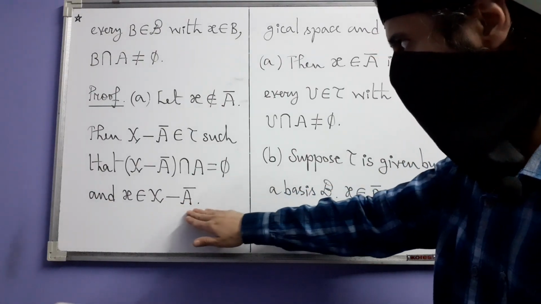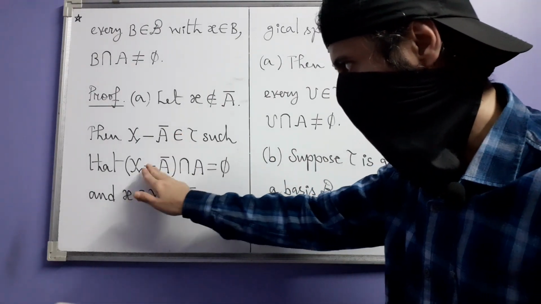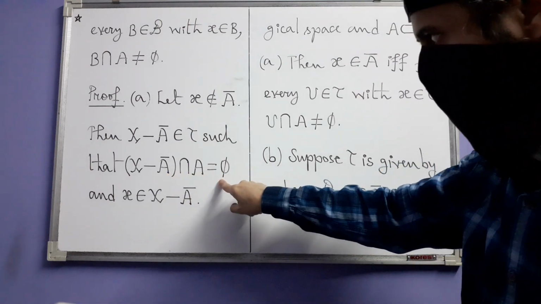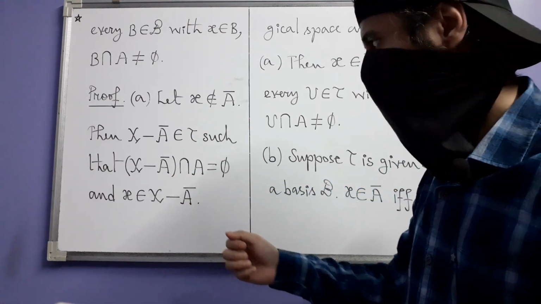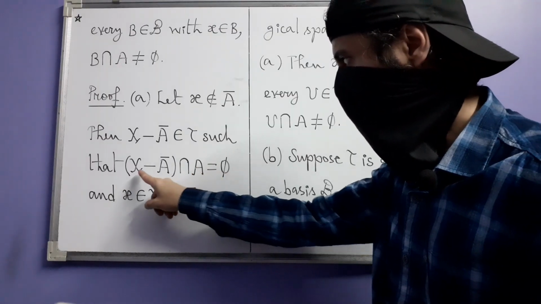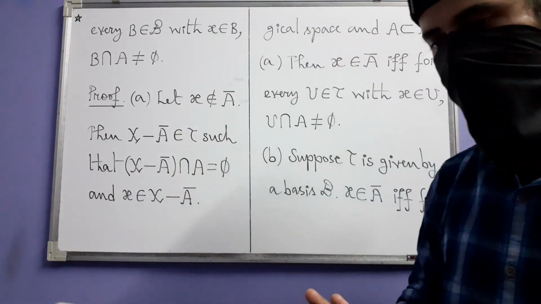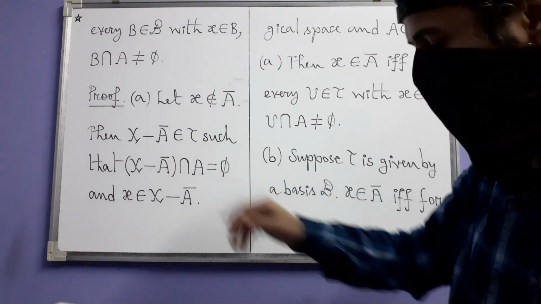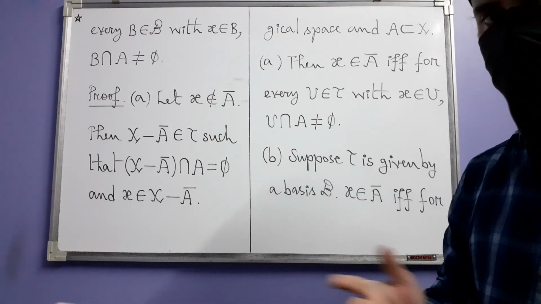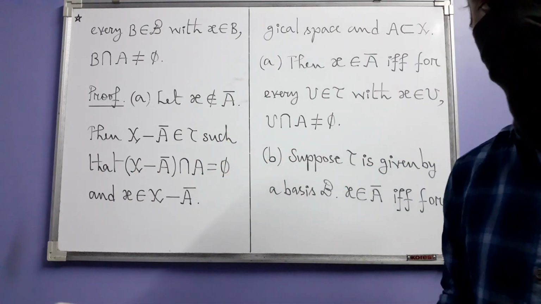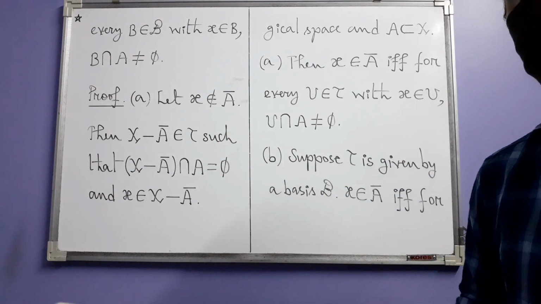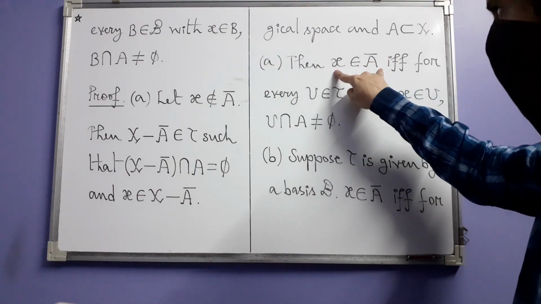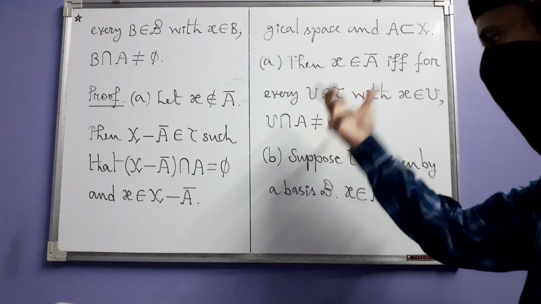But here this is an open set in tau which contains X but that does not intersect A. You do understand why this intersection is empty, right? Why? Well, that is because this does not intersect A bar first of all, because it is the complement of A bar and A is inside A bar. So obviously this will also not intersect A, that is why. So this means that in this part we have proved that the negation of this implies the negation of this.